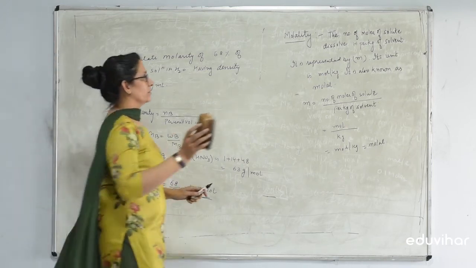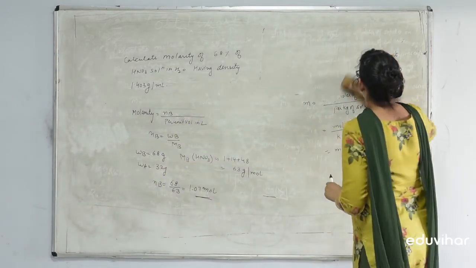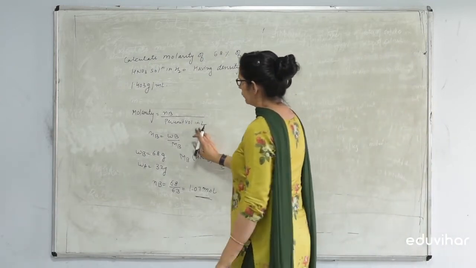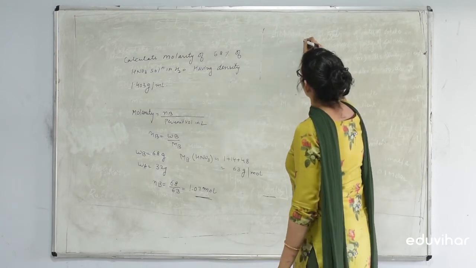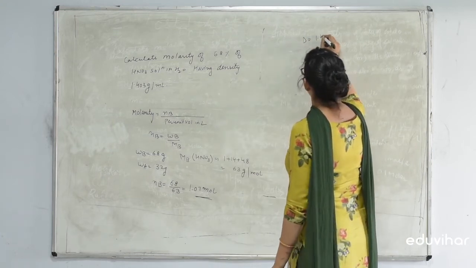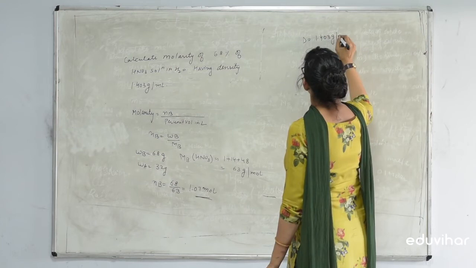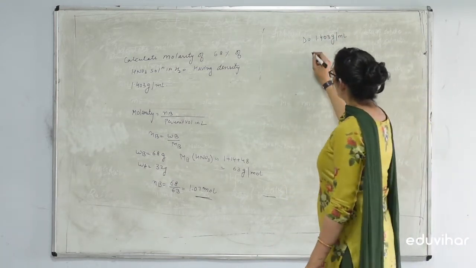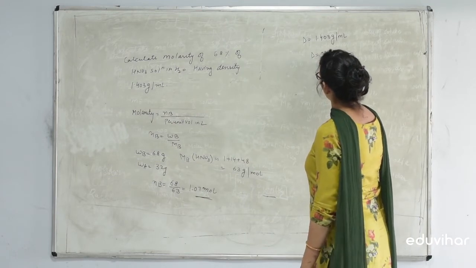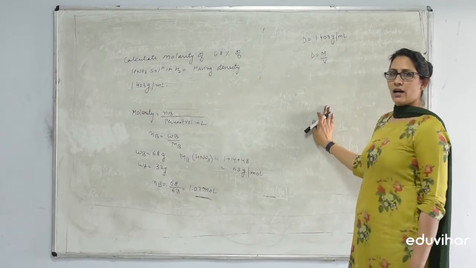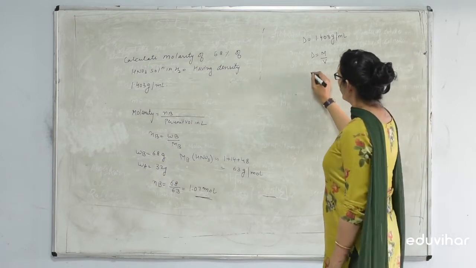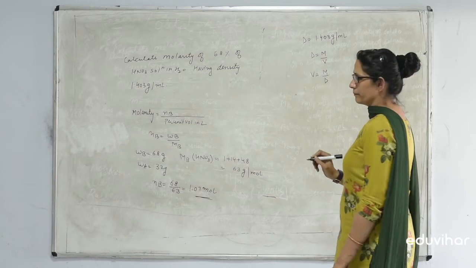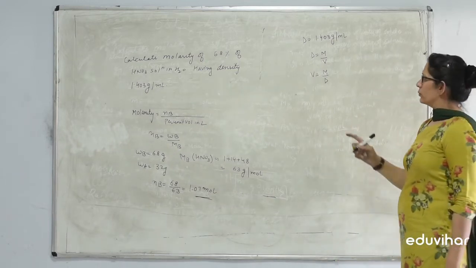Next, what do we require? Volume. Because whenever we have to calculate the molarity, we require volume. But we are given density. Density is 1.43 gram per milliliter. Can we calculate the volume? As we know, density is mass per unit volume. If we want to calculate volume, that is mass per density, then how can we find out the mass?